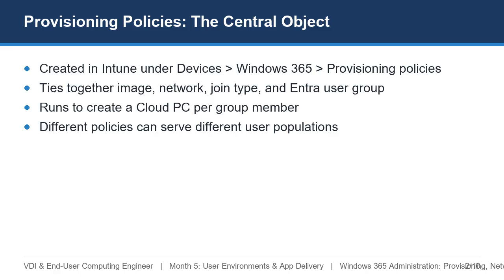Every cloud PC traces back to a provisioning policy, created in the Intune Admin Center. A policy ties together the image, the network configuration, the join type, and the Microsoft Entra user group that receives cloud PCs from it. You can run multiple policies to serve different populations differently from the same tenant: a locked-down network with a custom image for one team, a lighter default for another.